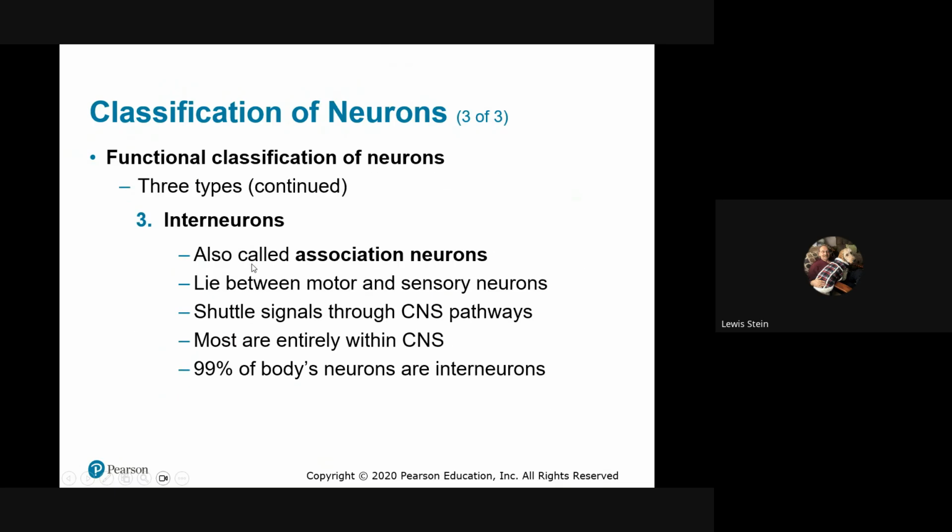And interneurons. It's all about these. Everything is processing. Everything is interpretation.